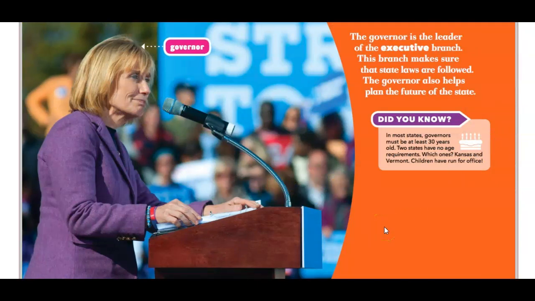Governor. The governor is the leader of the executive branch. This branch makes sure that state laws are followed. The governor also helps plan the future of the state. Did you know in most states, governors must be at least 30 years old? 2 states have no age requirements. Which ones? Kansas and Vermont. Children have run for office.